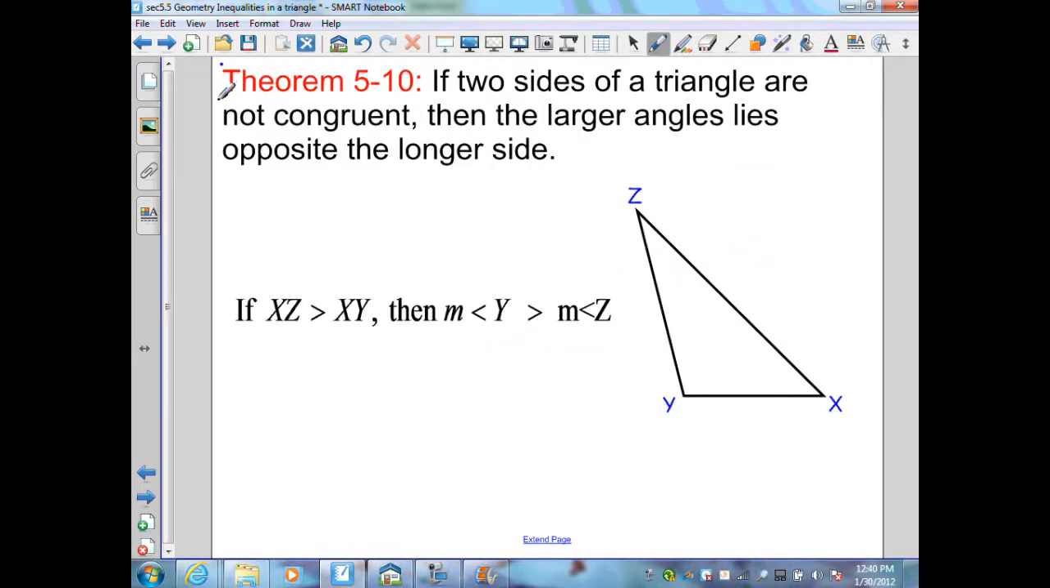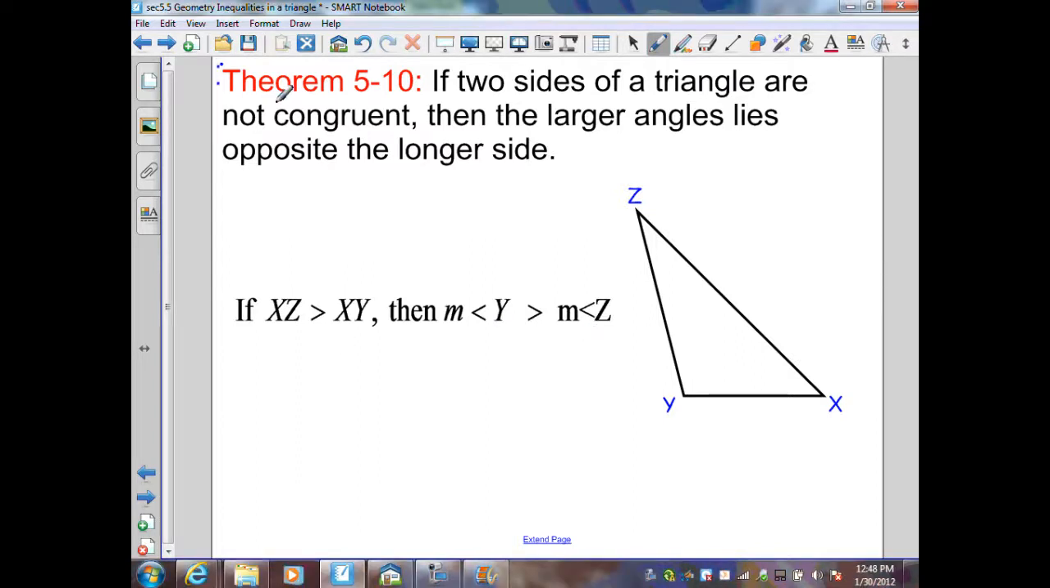Theorem 5.10. If two sides of a triangle are not congruent, then the larger angle lies opposite the longer side. Here we're given in the diagram triangle ZYX. What is known to be true in that triangle is that segment XZ is greater than segment XY. If that's true, then the angle opposite XZ is greater than the angle opposite XY. The angle opposite XZ is angle Y. The angle opposite XY is angle Z. Therefore, I know from this theorem that angle Y is greater than angle Z.